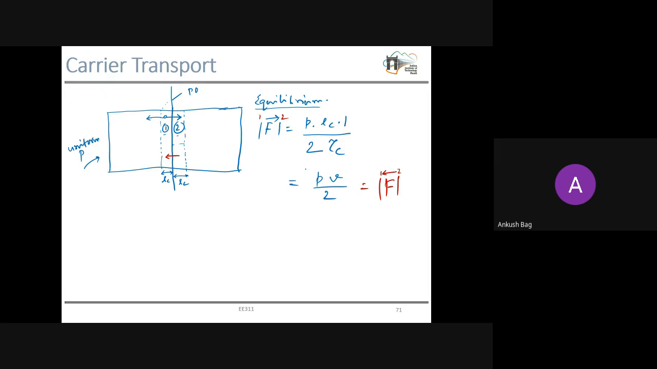Now, when we have this equilibrium, this velocity is also called thermal velocity, VTH, we can say.